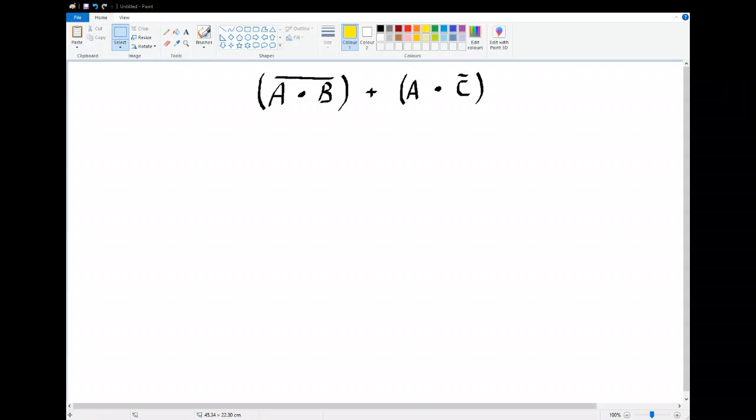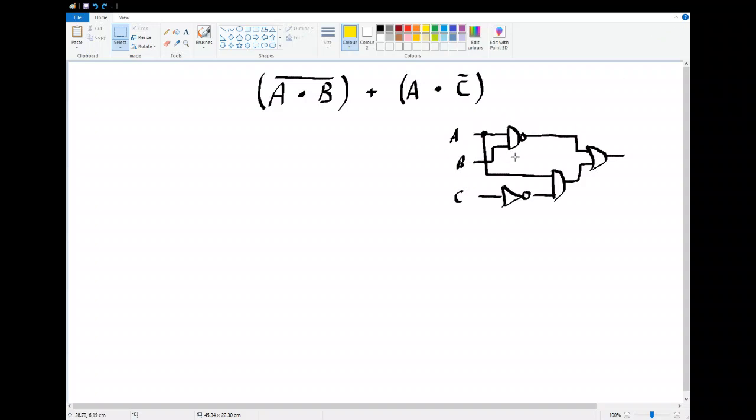Let's look at an even more complex example. So here we have A NAND B and A and not C. So that circuit looks like this. Here's the A NAND B, and then we've got an OR gate here, and A and not C.